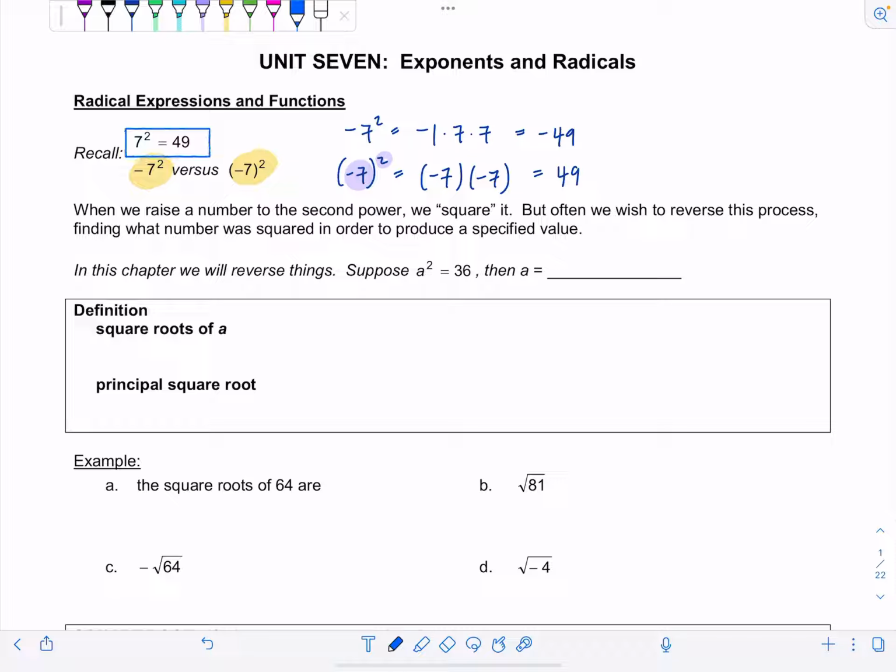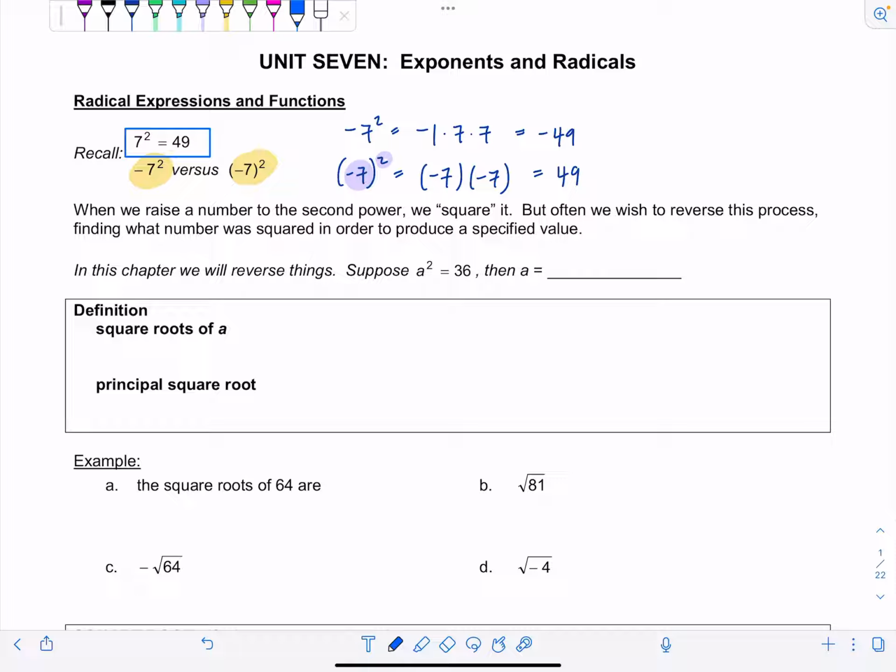7 squared is 49. And when we raise a number to the second power, when the exponent is a 2, we often say that we're squaring it, like I just said. But often, and in this unit, we're going to work on reversing that process, finding what number was squared in order to produce a specified value. So in this whole chapter, we're going to reverse things. And you probably can do a lot of this off the top of your head.